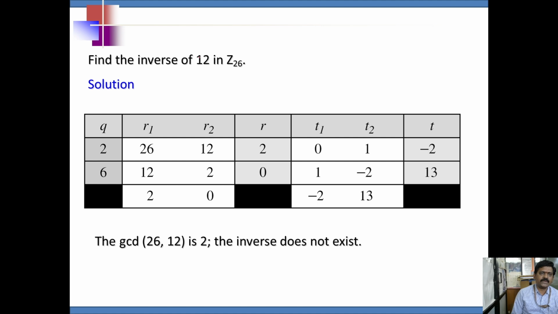Imagine we wanted to find the multiplicative inverse of 12 in Z26. You notice that the remainder value is 0, but the GCD value is not 1, it is 2. Hence for 12 we cannot get a multiplicative inverse in Z26 because they are not relatively prime. So this is how the extended Euclid algorithm is used to calculate the multiplicative inverse.